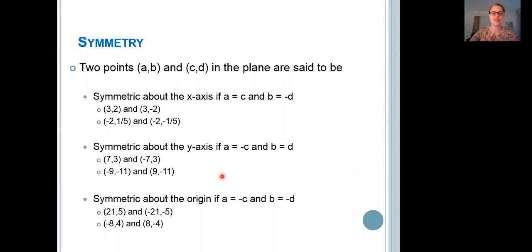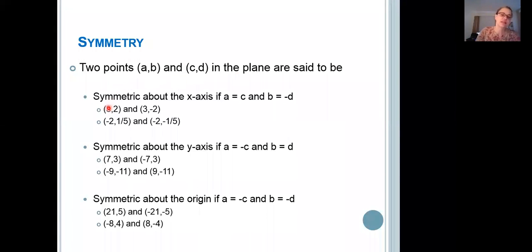And there are tests we can do for symmetry. We can test for symmetry about the x-axis. The way that we test that is we look to see if their x coordinates are equal. We'll take a look at some examples here in a minute. If their x coordinates are equal, then they might be symmetrical about the x-axis. Maybe. The next thing we look to see is if their y coordinates are equal in absolute value, but opposite in sign. What that means is they've got the same number, like 3, but one of them is positive and one of them is negative: one would be 3, one would be -3.